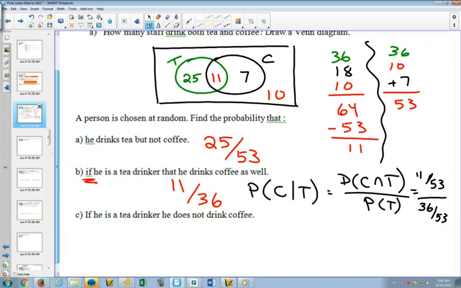Same thing with part C. If he is a tea drinker, what is the probability he does not drink coffee? Well, we're given that it is a tea drinker, so now our sample space is reduced to 36. Does not drink coffee. 25 out of the 36.